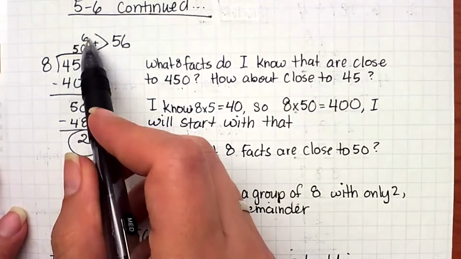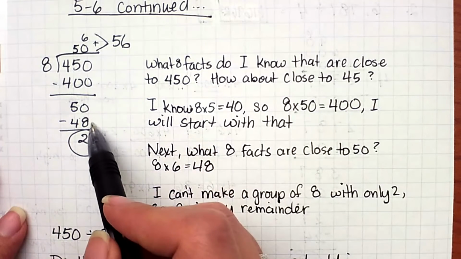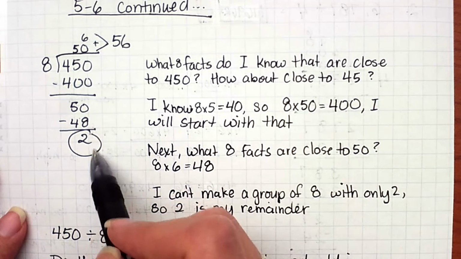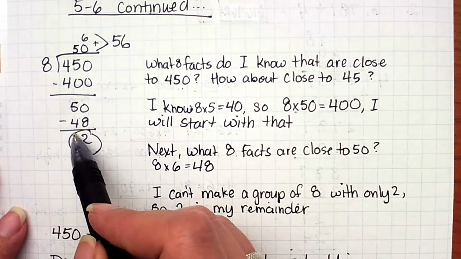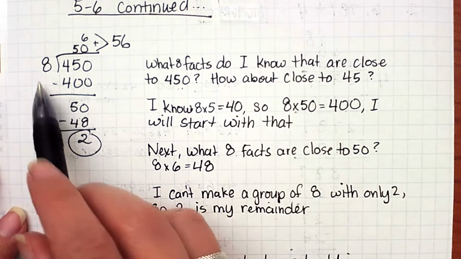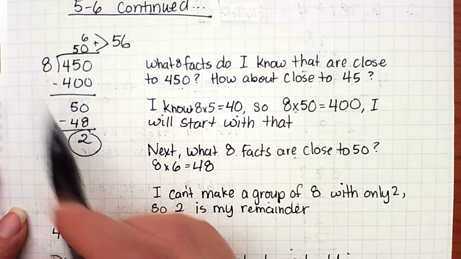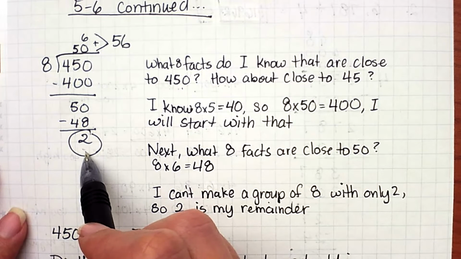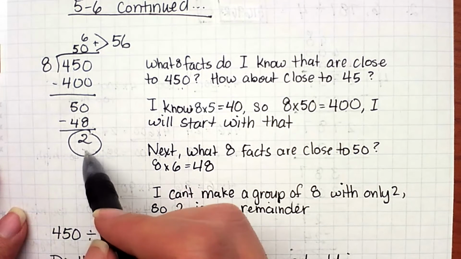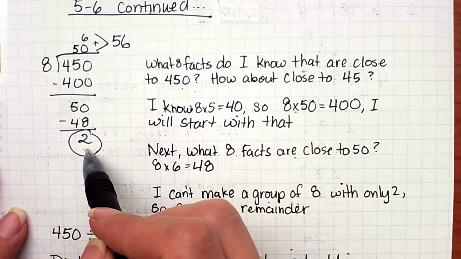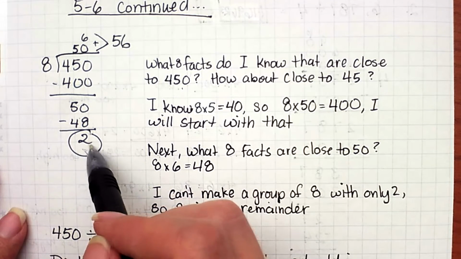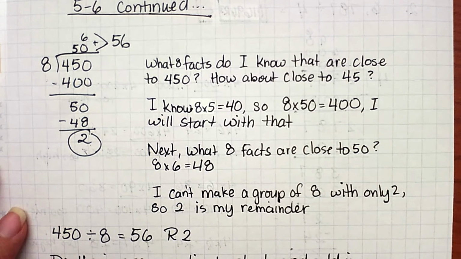So I'm going to stick with 8 times 6, and put my 6 up here. 8 times 6 is 48. I'm going to subtract 48 from the 50, and I have 2 left over. Now, since this number is smaller than this number, there are no more equal groups that I can make out of it. There are no groups of 8 that you can find in 2, because 2 is smaller than 8. So 2 is going to be my remainder.